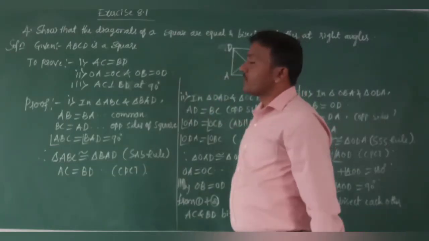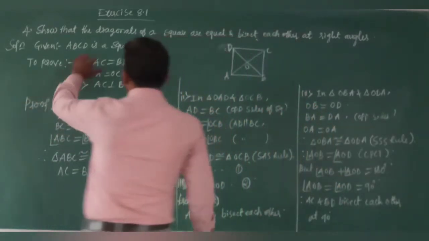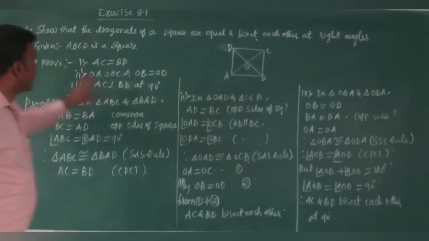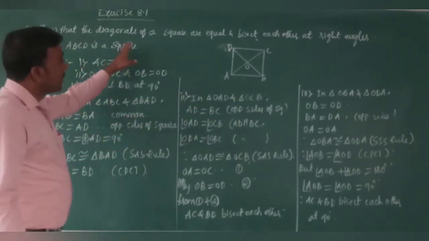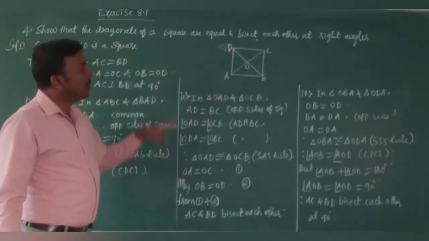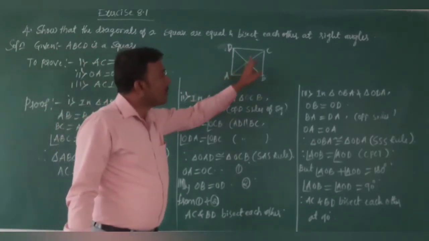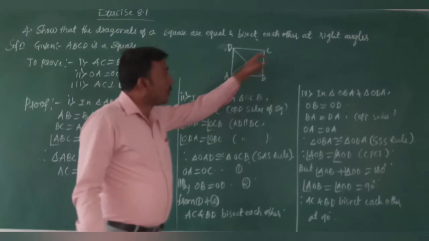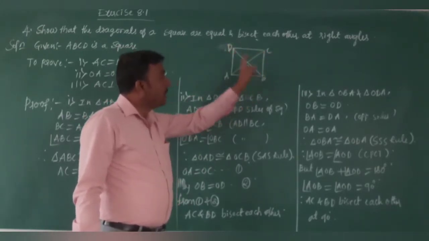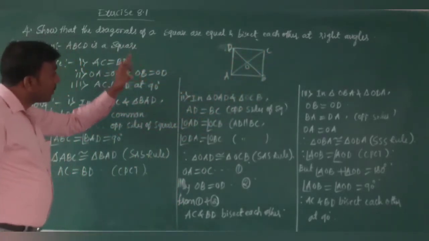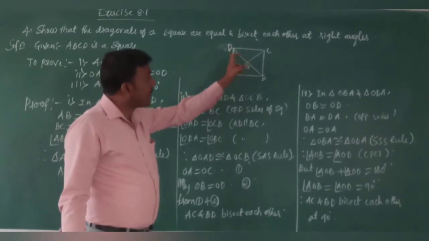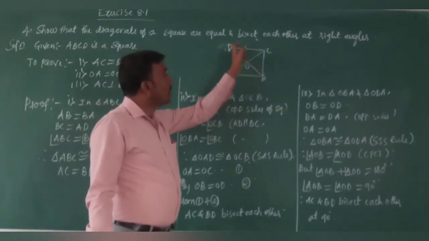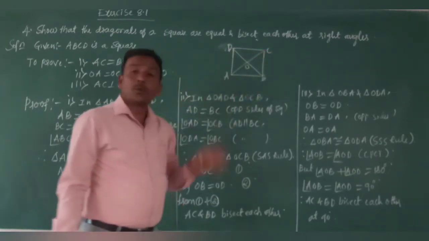Now discuss the fourth question from exercise 8.1. Show that the diagonals of a square are equal and bisect each other at right angles. ABCD is a square. Bisect each other is nothing but AO is equal to OC and OD is equal to OB. This you have to prove. These are equal, that is AC is equal to BD, and they bisect each other at right angles, that is AOB is equal to AOD is equal to DOC is equal to COB is equal to 90 degrees.